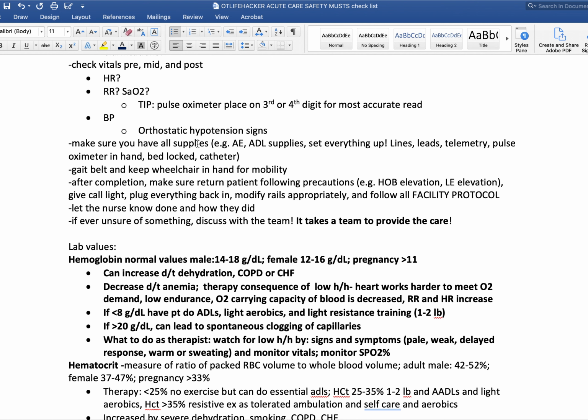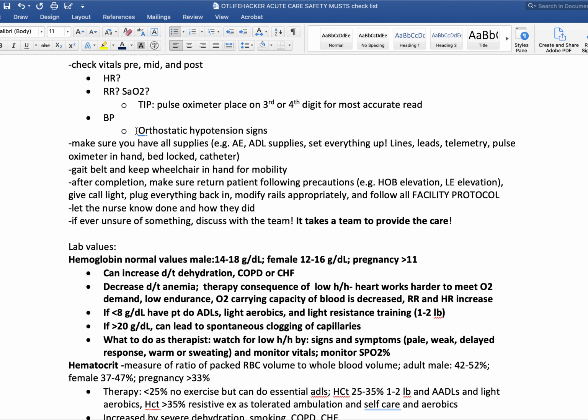So check vitals, the pre, mid, and post. Very, very important. Inpatient, ICU, you must do this every time. Heart rate, oxygen. A tip that I learned is a pulse oximeter has the best readings when you put it on the third or fourth finger. Blood pressure. Make sure that you know the orthostatic hypotension signs: nausea, vomiting, sweating, and you look out for that.